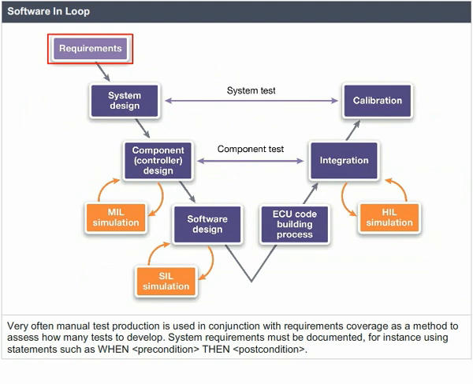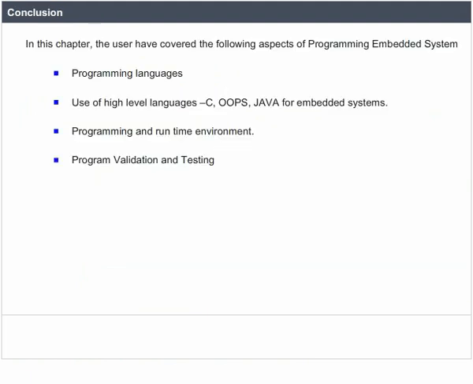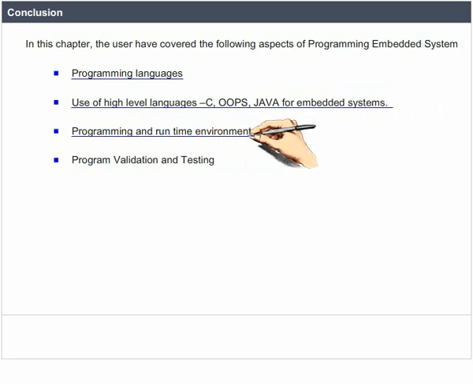Conclusion. In this chapter, the user has covered the following aspects of programming embedded systems: programming languages, use of high-level languages, C, OOPS, Java for embedded systems, programming and runtime environment, program validation and testing.